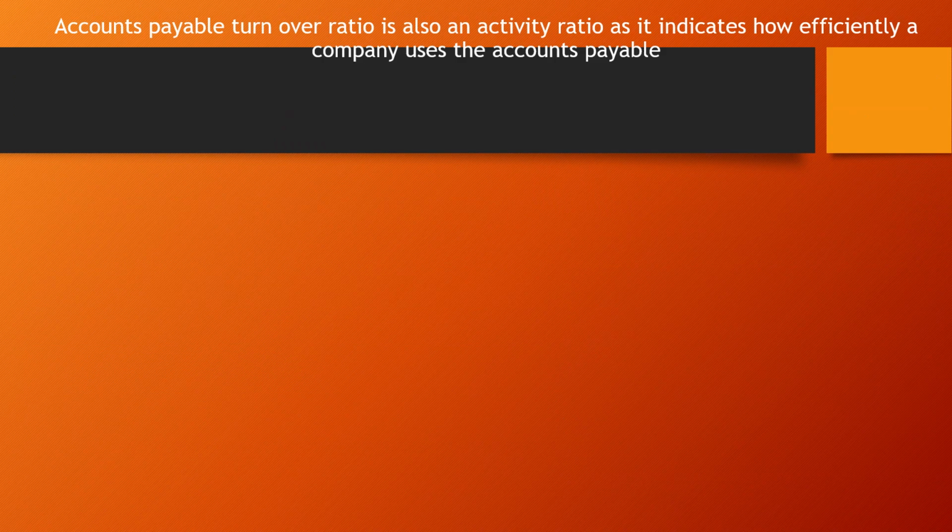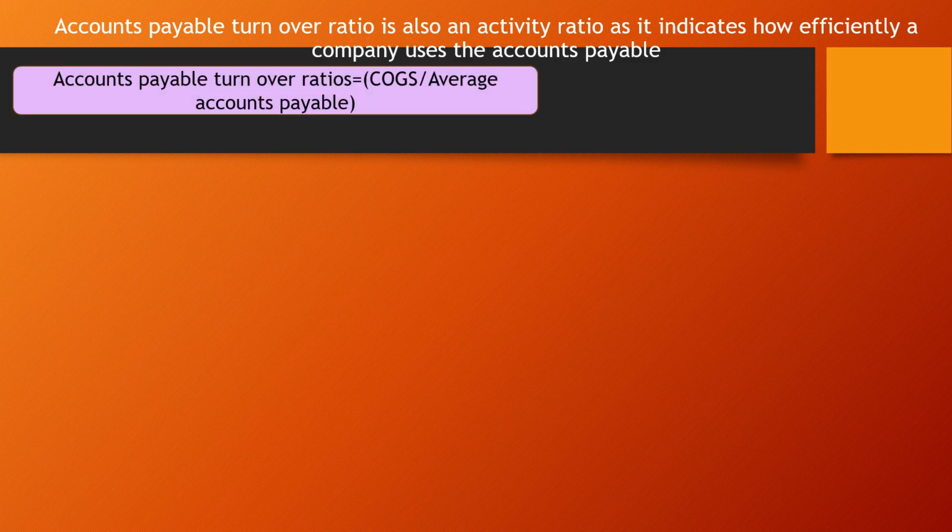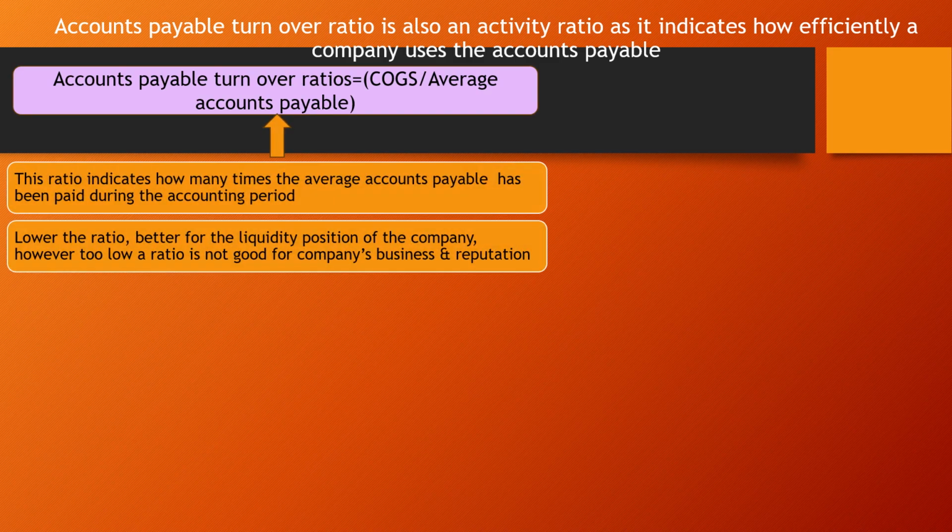Now, what is accounts payable turnover ratio? It is also an activity ratio, as it indicates how efficiently a company uses the accounts payable. Accounts payable turnover ratio is calculated by the formula equal to COGS divided by average accounts payable. This ratio indicates how many times the average accounts payable has been paid during the accounting period.